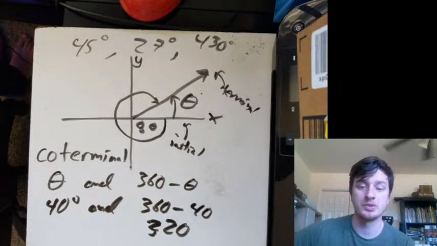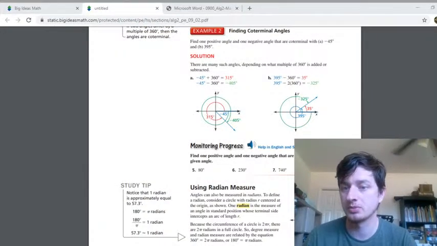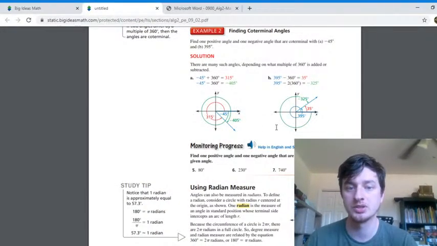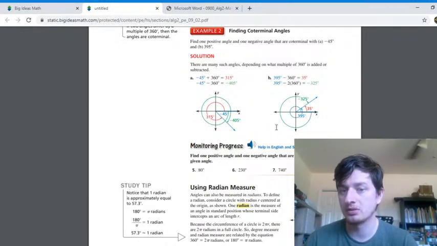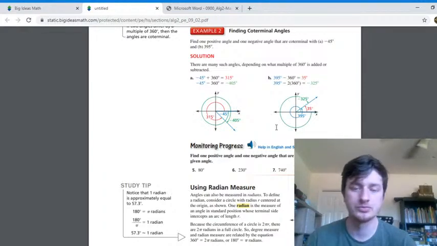So we have our angle and we have our coterminal angle. Okay, so that's the first piece. And then in your book, you have some examples about finding coterminal angles. It's basically what I just did. You have a positive angle, and then you have a negative angle.